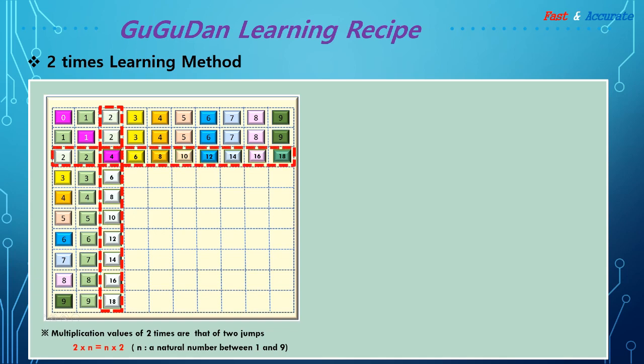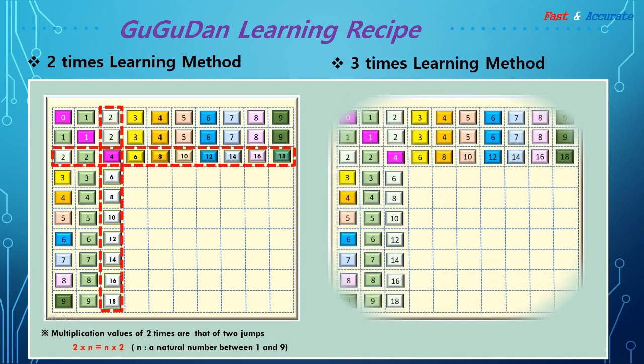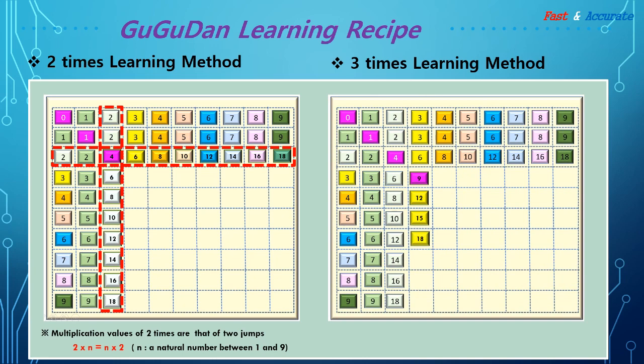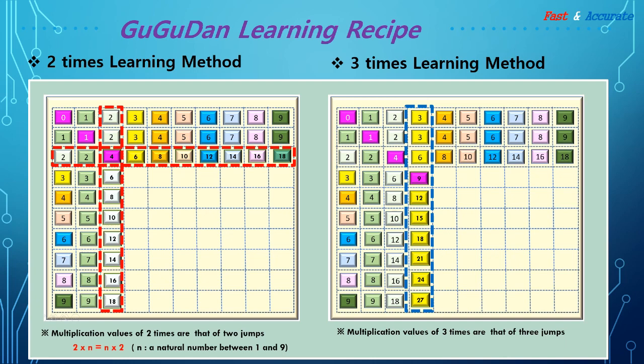Next, I will explain 3 times learning method through the figures on the right. 3 times 2 equals 6, 3 times 3 equals 9, 3 times 4 equals 12, 3 times 5 equals 15, 3 times 6 equals 18, 3 times 7 equals 21, 3 times 8 equals 24, and 3 times 9 equals 27. Just as the multiplication values of 2 times are the values corresponding to 2 jumps from the numbers 2 to 18, the multiplication values of 3 times are the values corresponding to 3 jumps from the numbers 3 to 27.